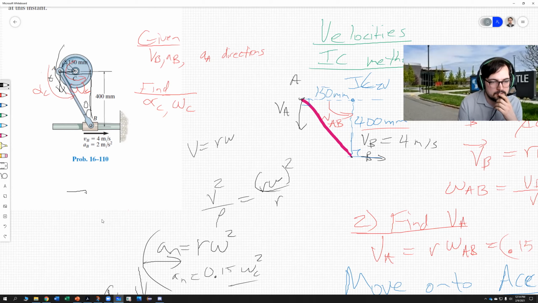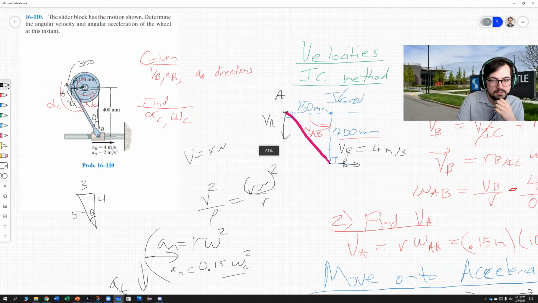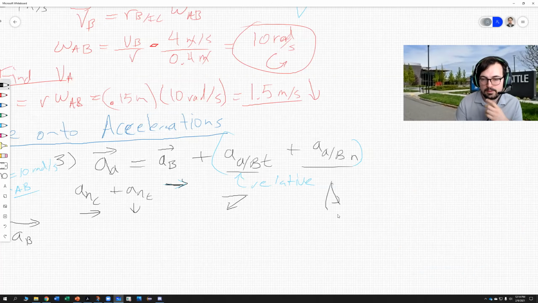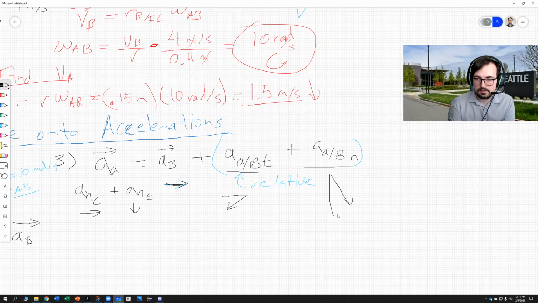And I love these triangles because this is a 3, 4, 5 triangle. I've got 300 over this way, I've got 400 this way. So this is a 3, 4, 5 triangle, and this is our angle theta. So using that information over here, I can define a lot of these directionalities. This is also angle theta. So this is a 3, 4, 5 triangle like this.